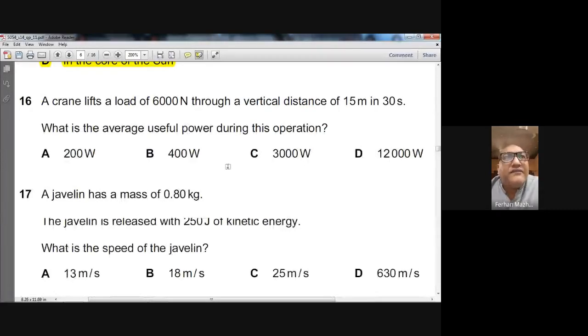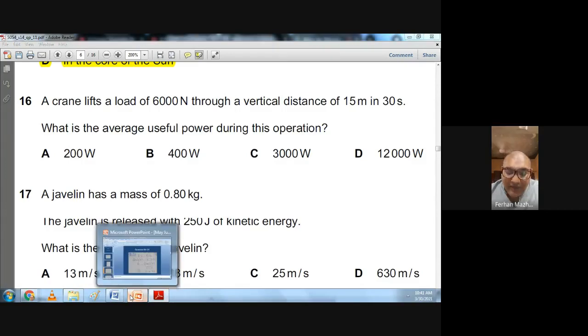A crane lifts a load of 6,000 Newton through a vertical distance of 15 meters in 30 seconds. What is the average useful power during this operation? We can find out the power, and the formula is very simple: work done divided by time. Work done, if you know the weight and the vertical height gained, will be weight multiplied by vertical height. If you divide that with the time, you will get the power.